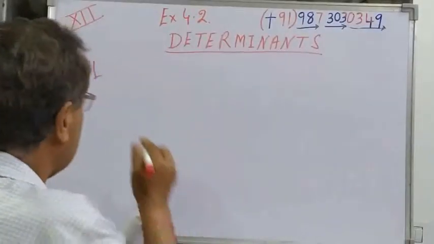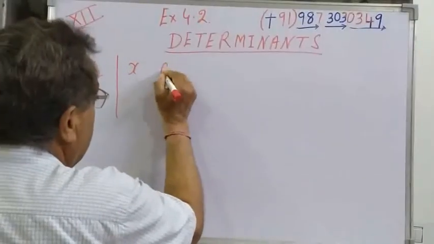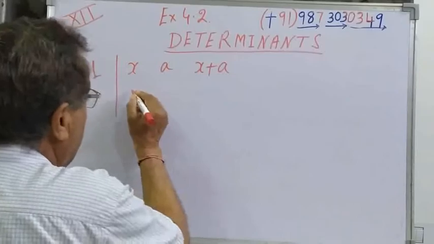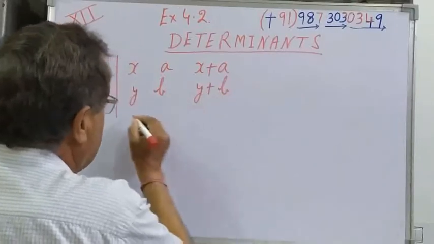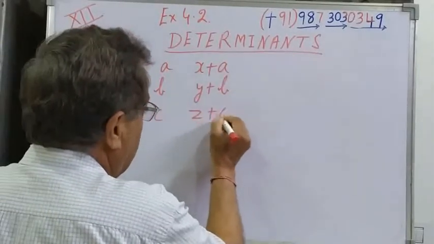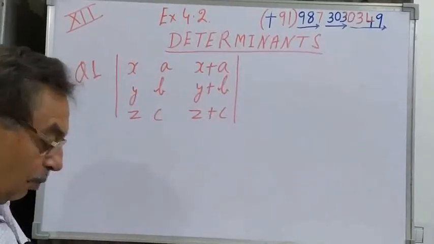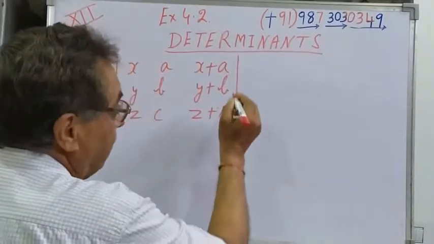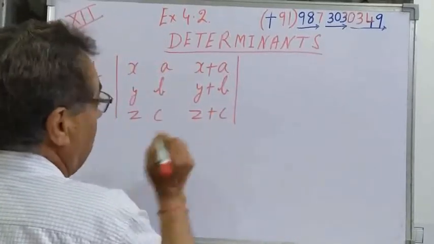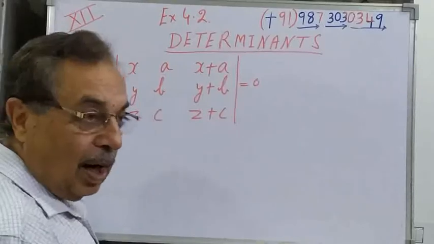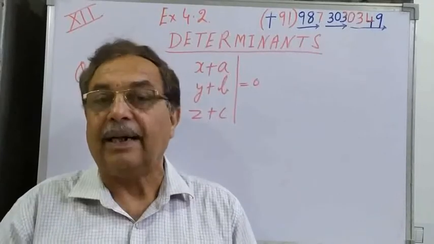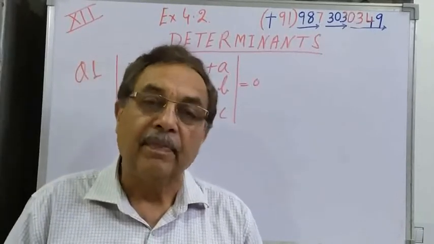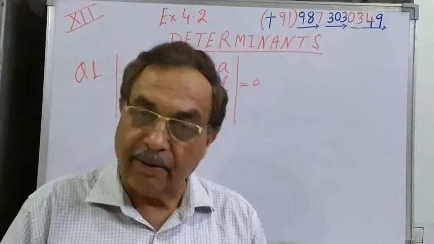Question first of exercise 4.2 is x plus a, and here the second is y plus b, and z plus c. Now we are supposed to prove it is equal to 0. Now what I'll do, I know if two rows or columns of a determinant are identical, the determinant reduces to 0, can be written equal to 0.